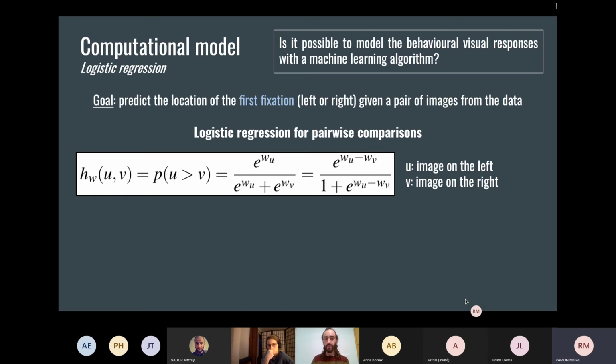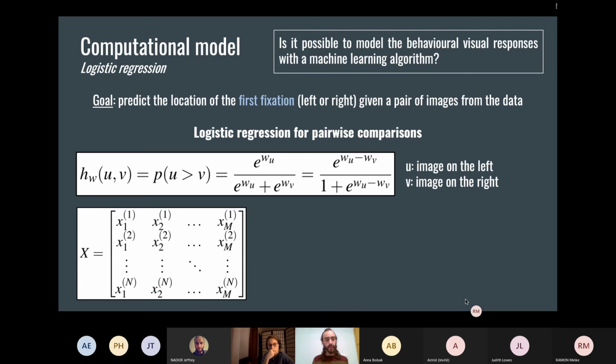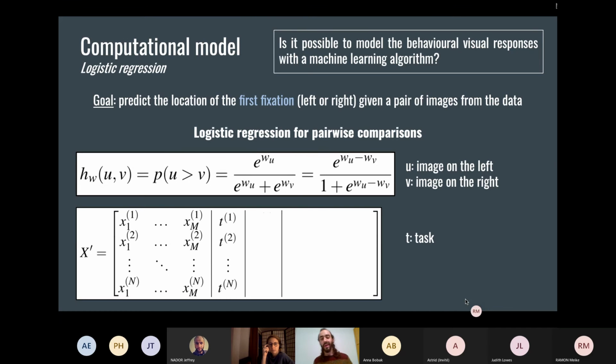a simpler version because we only consider the elements U and V, the image on the left and the image on the right. And the design matrix, this is the original, becomes a very sparse matrix, which is mostly zeros, and it will have the 1 or -1s in the corresponding elements for the images.